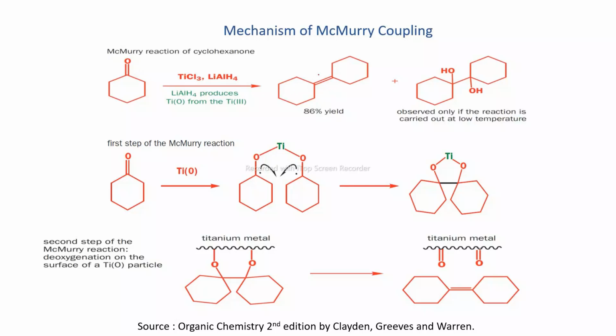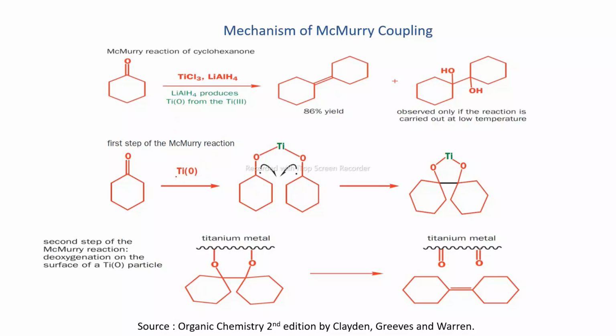Here two molecules are basically added. Sometimes this type of reaction is also observed if we carry out the reaction at low temperature, and normally we get a double bond. What happens here? The lithium aluminum hydride basically reduces the Ti 3+ oxidation state to the Ti 0 oxidation state. So the role of lithium aluminum hydride is that it converts Ti3+ to Ti0.